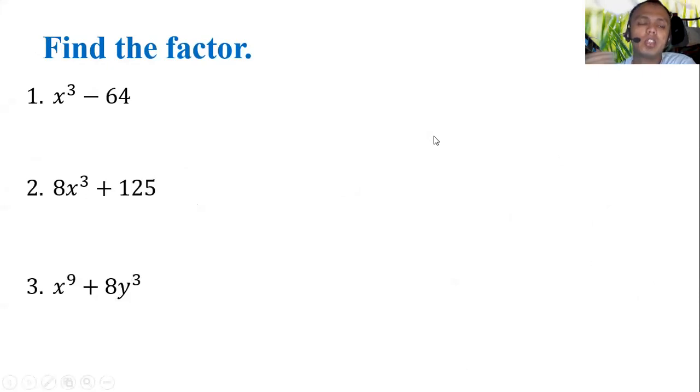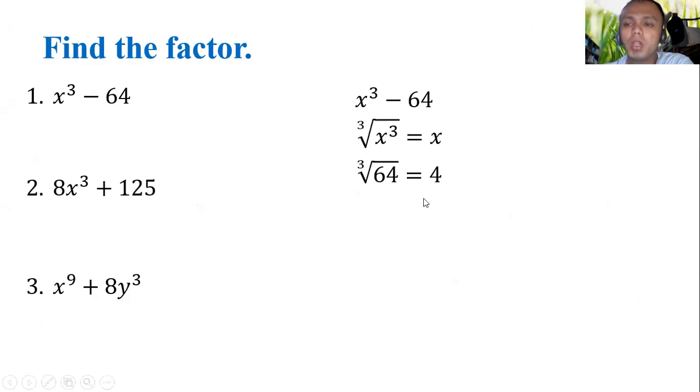Now, let us have an exercise. Find the factors of x cubed minus 64. Get the cube root of x cubed. We have x. Cube root of 64, we have 4. How did it become 4? Let's try. 4 times 4 is 16. 16 times 4 again, there should be three 4s, is 64. You can use a calculator here.